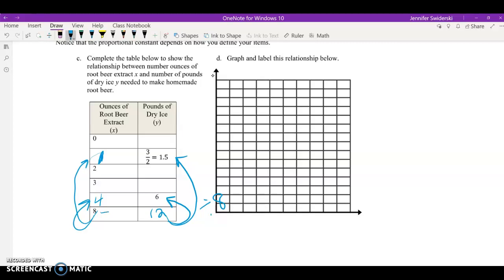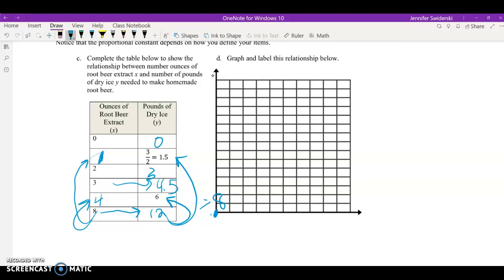If I do this correctly, that means 8 times 1.5 should give me 12. Sure does. That means 4 times 1.5 should give me 6. It does. Well, then what's 3 times 1.5? If she needs 3 ounces of root beer extract, if I multiply that by 1.5, I end up getting 4.5. And 2 times 1.5 gives me 3. Well, if she doesn't make any root beer extract, she doesn't need any ice. So that would be 0, 0. Let's go ahead and label our x and y intercepts.